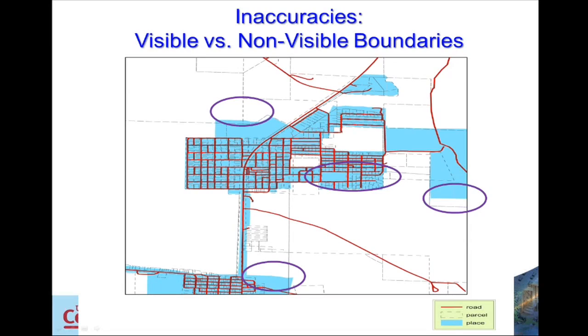Inaccuracies can be the result of non-visible boundaries. Most incorporated place boundaries follow invisible features, not visible ones. You probably know that. And many of the minor civil divisions, or your township boundaries, actually follow the PLSS boundary layer.